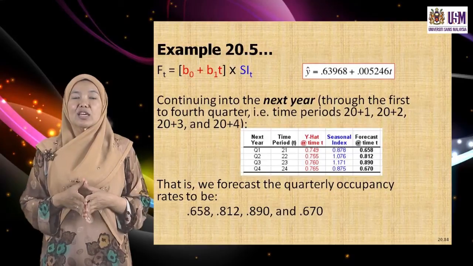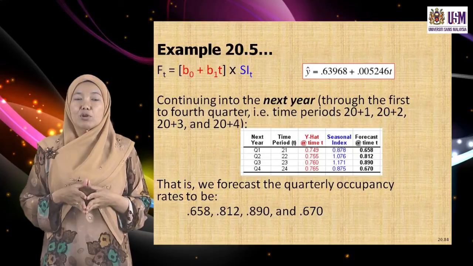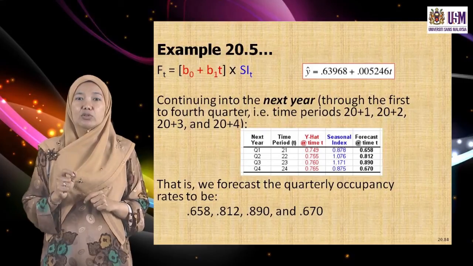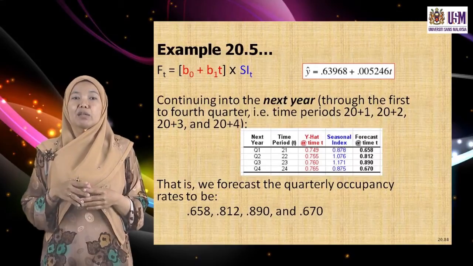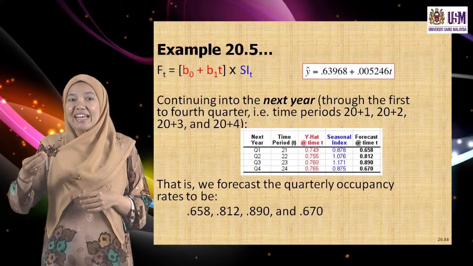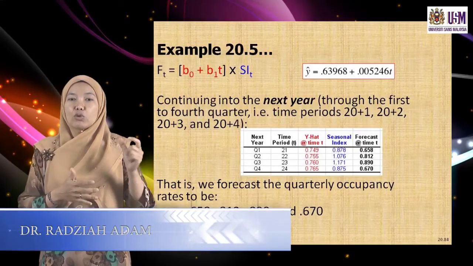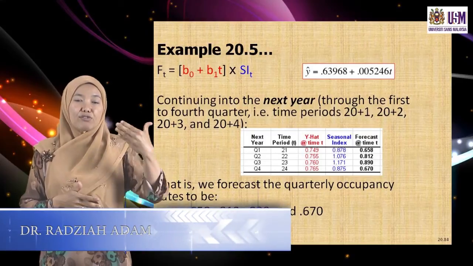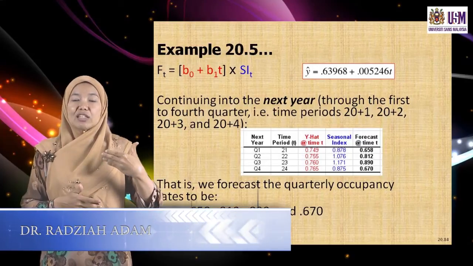So in this case, in order for you to forecast, capital FT equals B0 plus B1T, that's your regression line, which is Y hat equals 0.63968 plus 0.005246T, multiplied with your seasonal index SI at period T. So in this case, continue into the next year, through the first to the fourth quarter. Remember you have 20 period observations just now from 2003 to 2007, 5 years. Each year you have 4 quarters being observed. So a total of 20 observations.